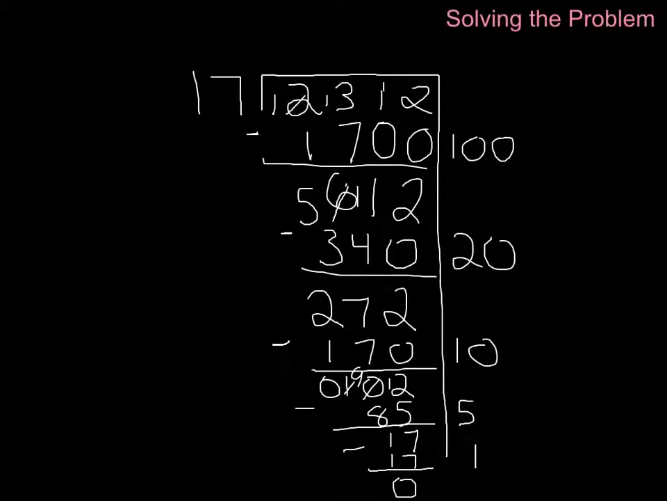Let's start and solve the problem. You do 17 can go into 2,312 100 times, and that equals 1,700. You subtract and get this number. And you repeat the step again, and you either get a remainder or you don't get a remainder. And it's probably you don't.